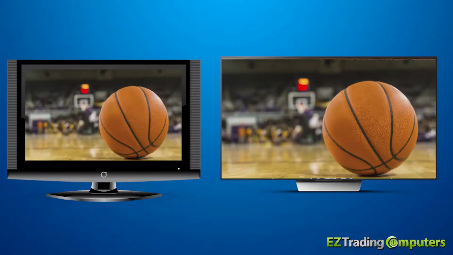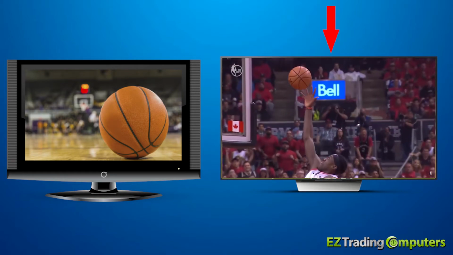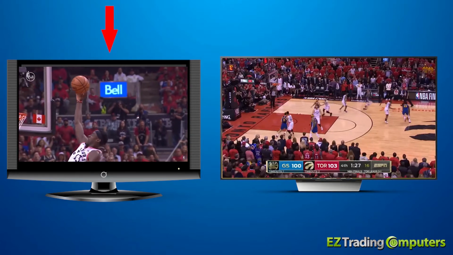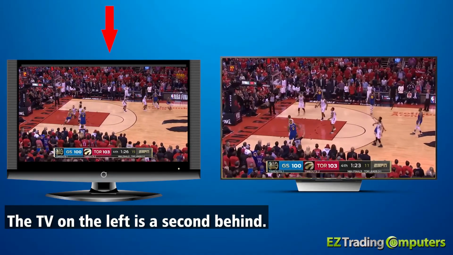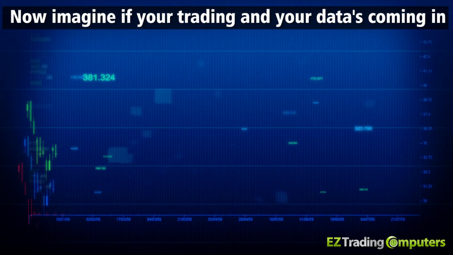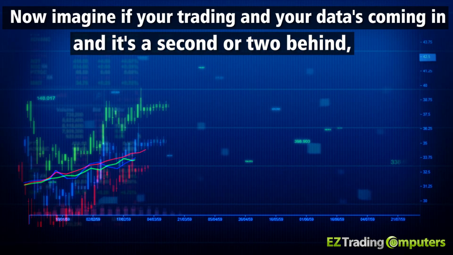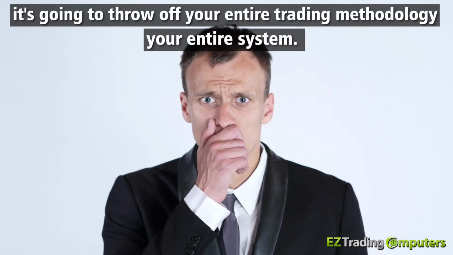So look at this example. Look at the TV on the right. You see the guy on the right? He's actually jumping up to dunk the ball in a basketball game. And if you look at the TV on the left, this is the exact same game, but it's like a second behind. Now imagine if you're trading and your data is coming in and it's a second or two behind. It's going to throw off your entire trading methodology, your entire system.